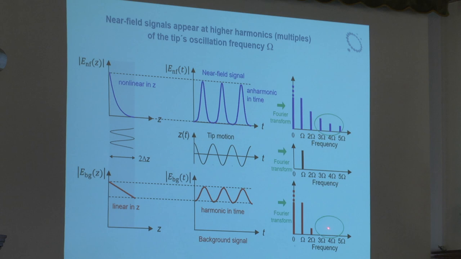And that's the trick here. If we use a lock-in amplifier and switch it to four times the oscillation frequency of the cantilever, we will get a signal which only reflects the near-field signal, but not the background.